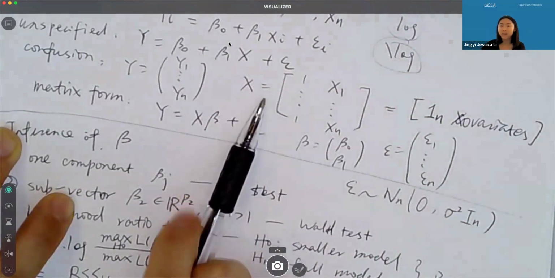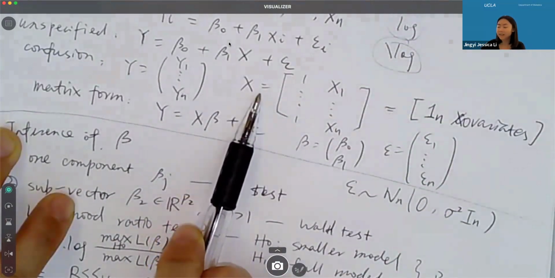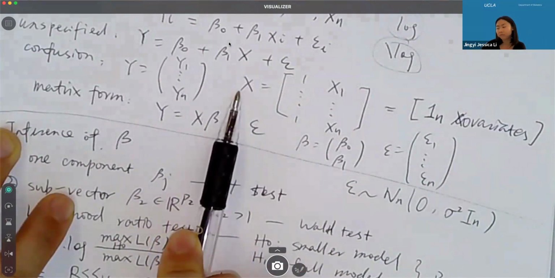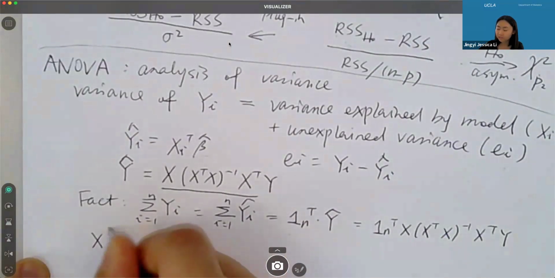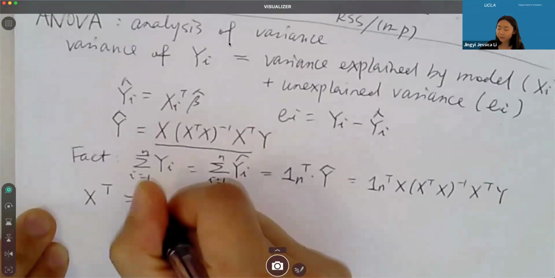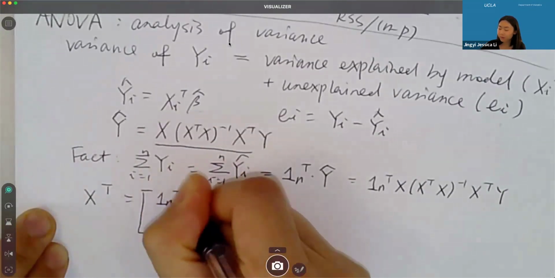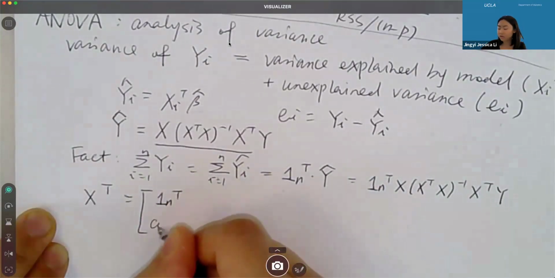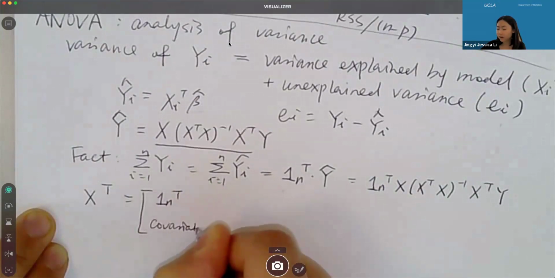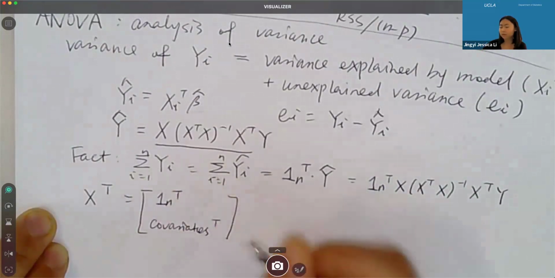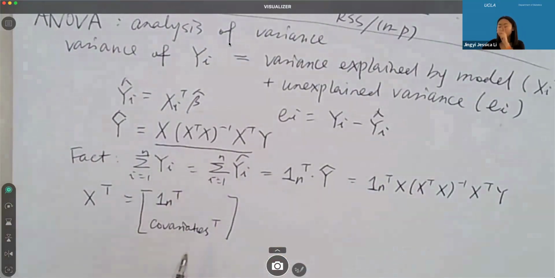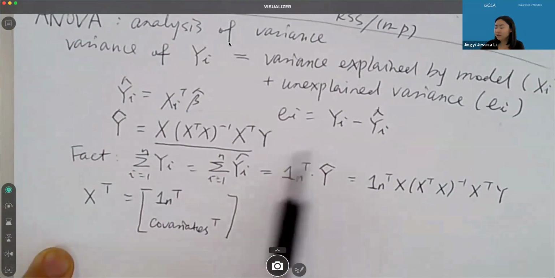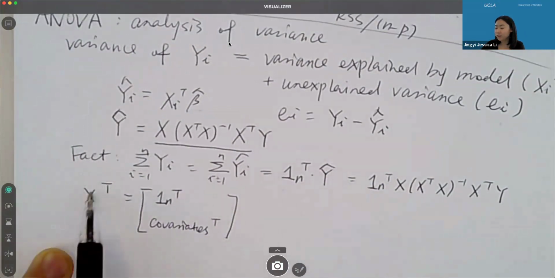So therefore, you can see what happens is that if I take the X transpose of my design matrix, then the first row would be a row of ones. Then it's the covariates matrix, and I take the transpose. So I can ignore them. But basically, what I need here is just the first row of my X transpose.